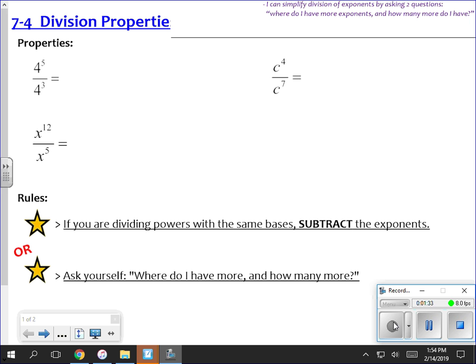So if I look at the first problem, 4 to the 5th divided by 4 cubed, I think about this. This is 4 to the 5 minus 3 power, 4 squared. That's the idea. Doing subtraction, not a problem. You just subtract the exponents. The one below that, same idea. x to the 12th divided by x to the 5th is x to the 7th, because 12 minus 5 is 7. Easy peasy, right?